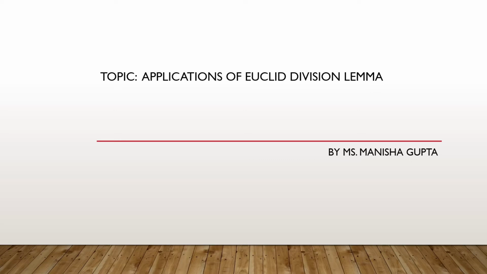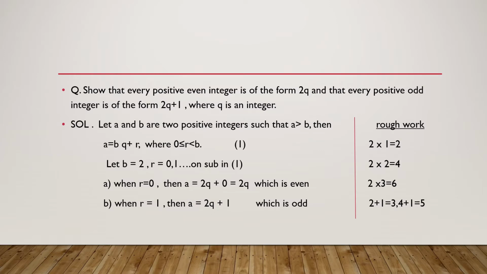Today's topic is application of Euclid division lemma. Here, the first question that we will discuss today is: show that every positive even integer is of the form 2q and every positive odd integer is of the form 2q plus 1, where q is any integer.